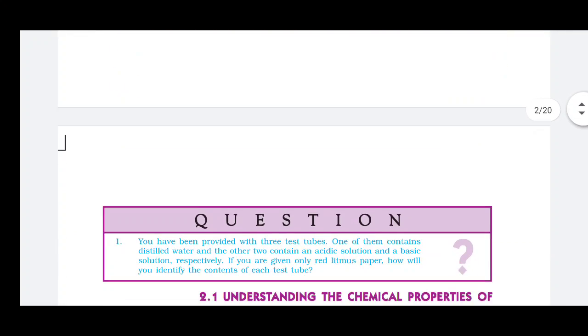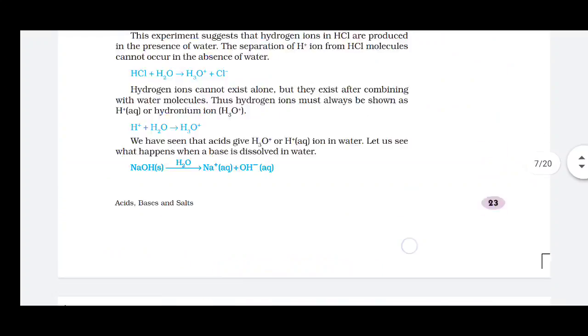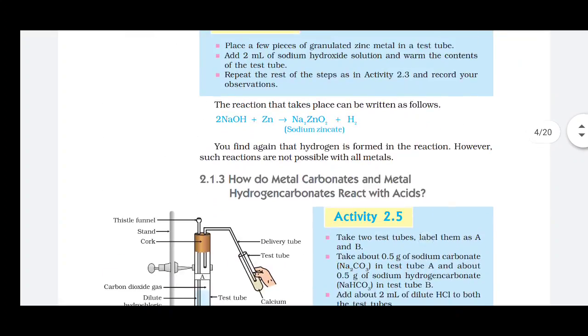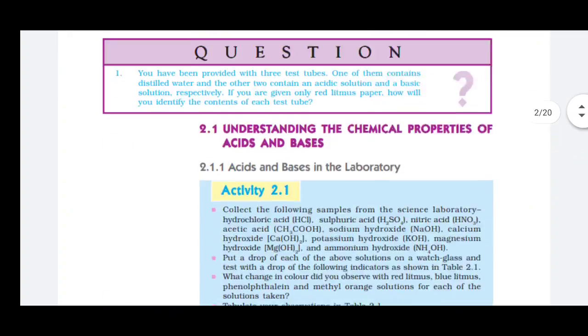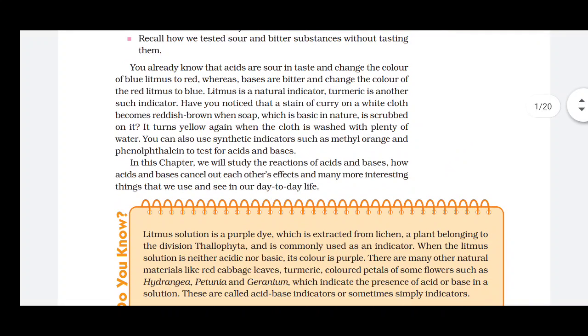Now, next is the types of indicators. Before understanding the chemical properties, let's see what are the indicators that we already discussed. Indicators are the substances which change their color or smell in different types of substances, and those substances can be acids or bases. There are three types of indicators: natural indicators, synthetic indicators, and olfactory indicators.